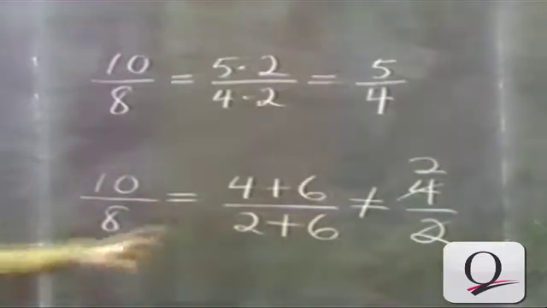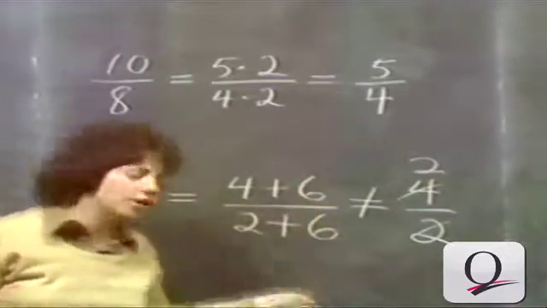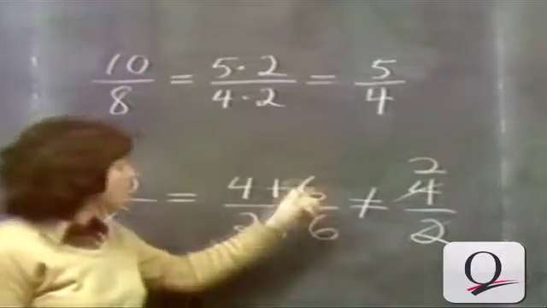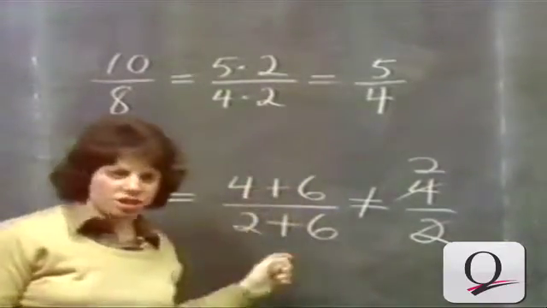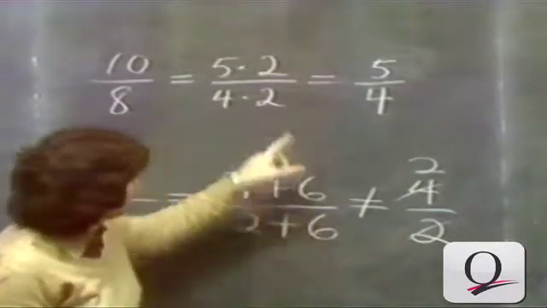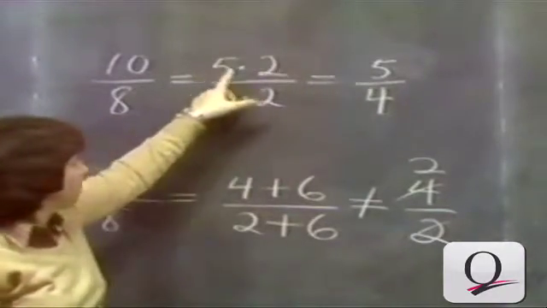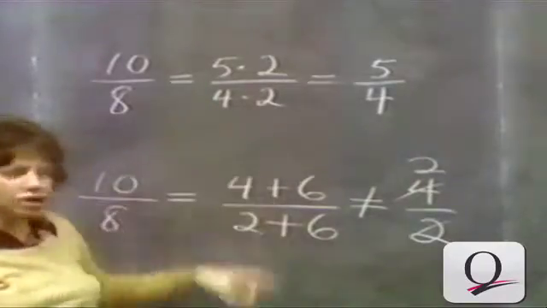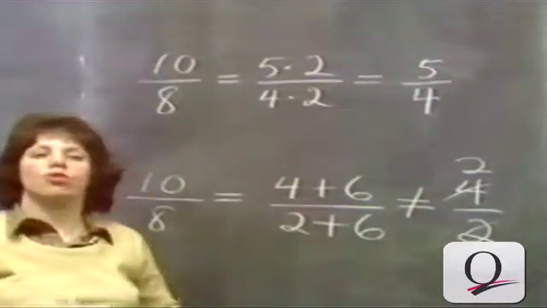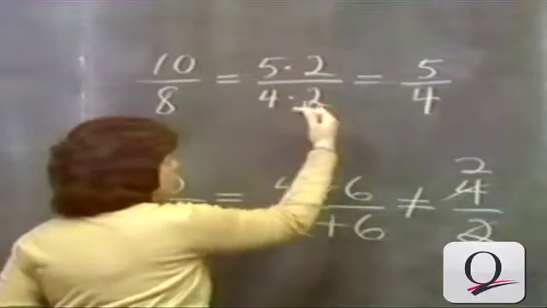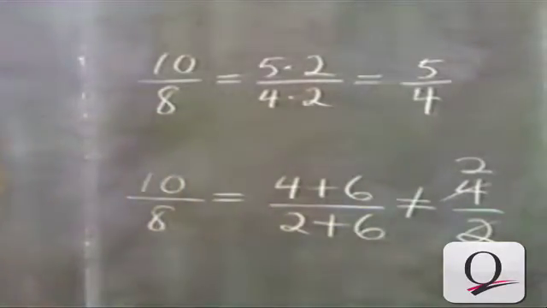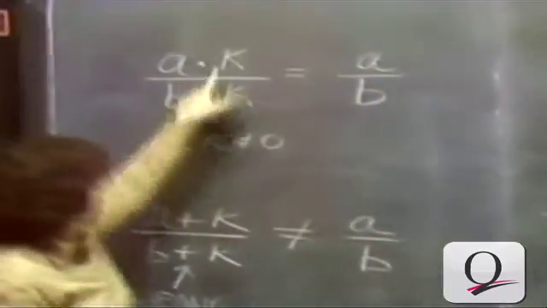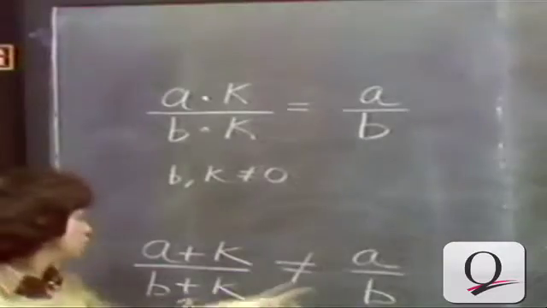The reason we can't cancel the 6's is that 6 is not a factor in the numerator or the denominator. It is not joined by multiplication to the 4 and the 2, but rather by addition. And we cannot cancel out the 6's here. 2 is joined to the 5 by multiplication and to the 4 by multiplication. We can therefore cancel out the 2's, or divide numerator and denominator by 2, to get the 5/4. You cannot cancel the 6's. These are just applications of what I had over here. Here the k's do cancel. Here, of course, the k's do not cancel.